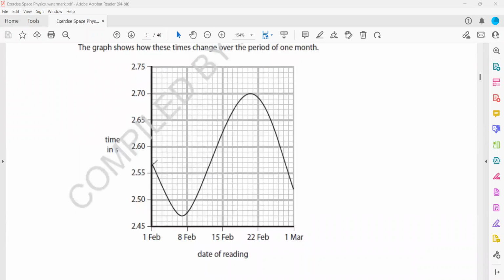Like on 1st Feb, say here 10 boxes equal 0.05, so each box is 0.005. Reading the scale, this will be 2.55, 2.56, 2.57. So on 1st Feb, it was taking 2.56 seconds for the light to return back. On 8th Feb, it was taking 2.47 seconds.